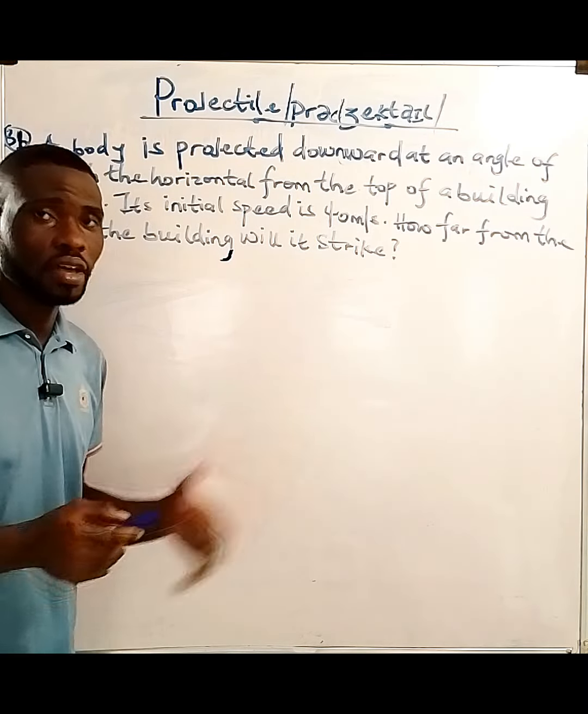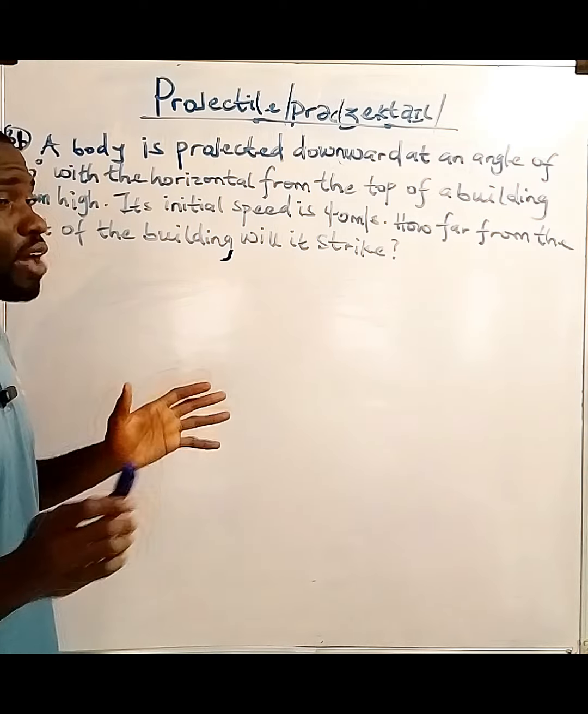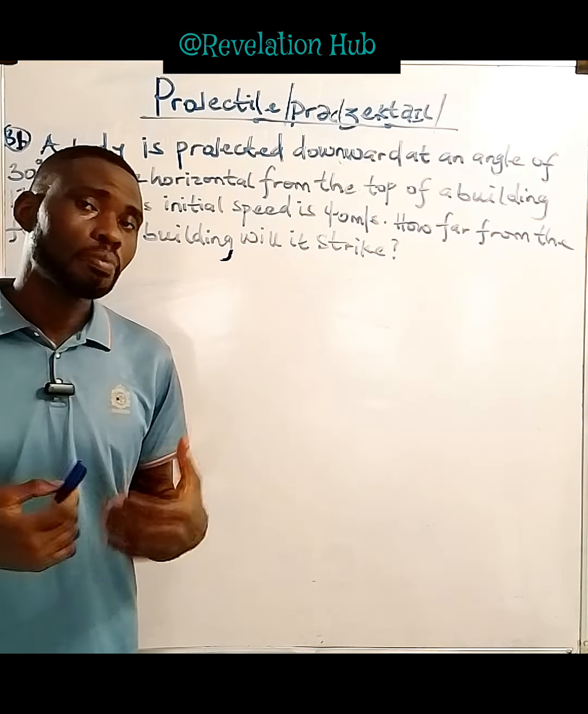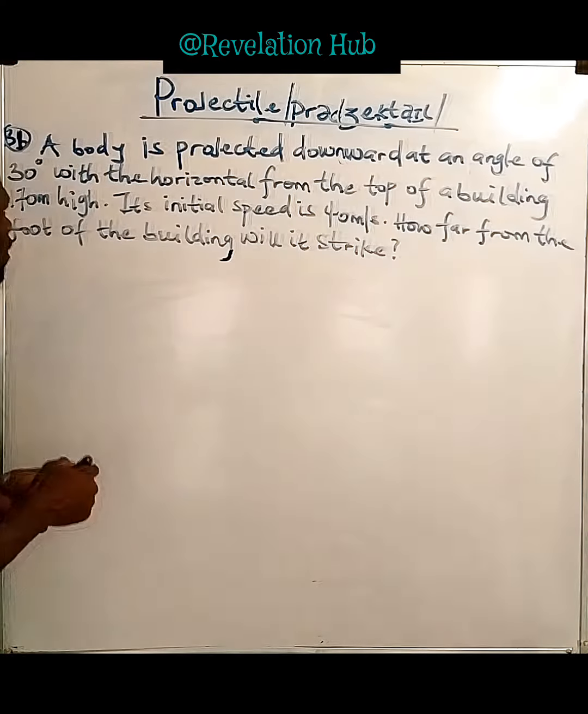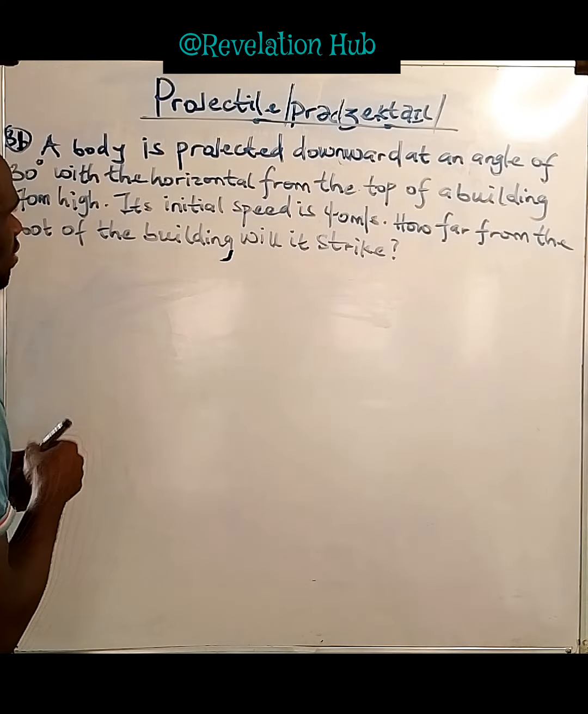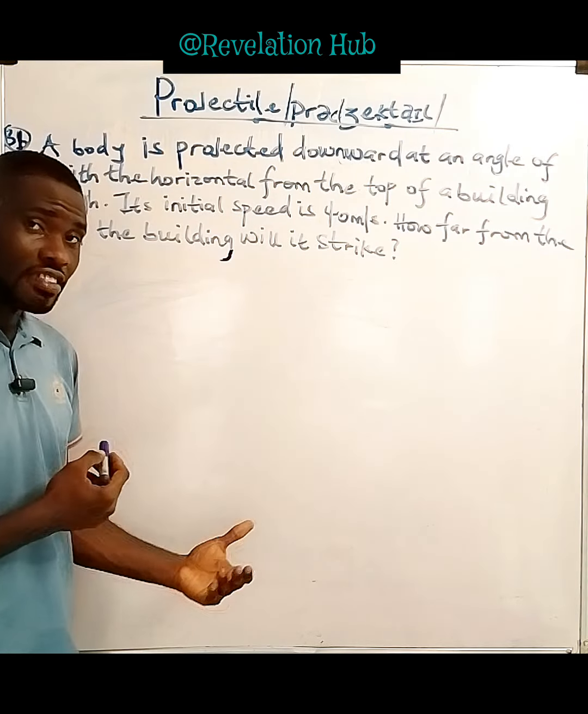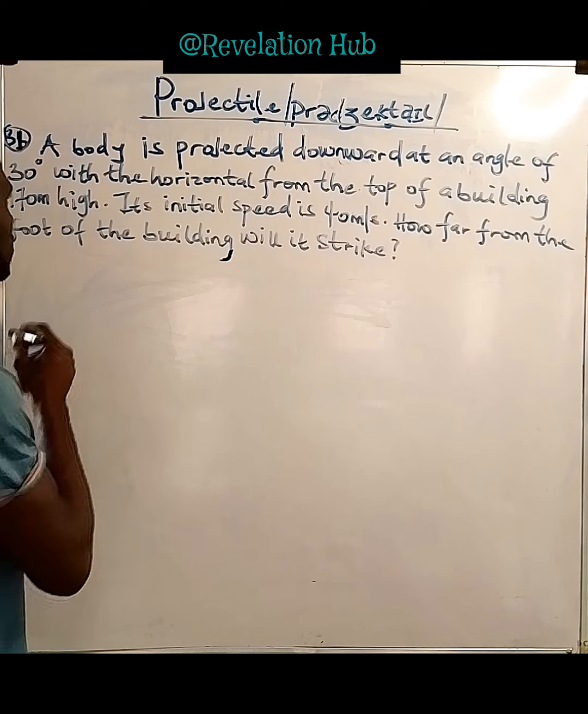It's the second example under the third series of examples. So the first thing we have to do is look for a way to get a pictorial interpretation of this very question. So we're going to try to do that. Don't forget, a body is projected downward. It's not projected upward like the other examples we've looked at. This time, the body is projected downward at an angle of 30 degrees with the horizontal.